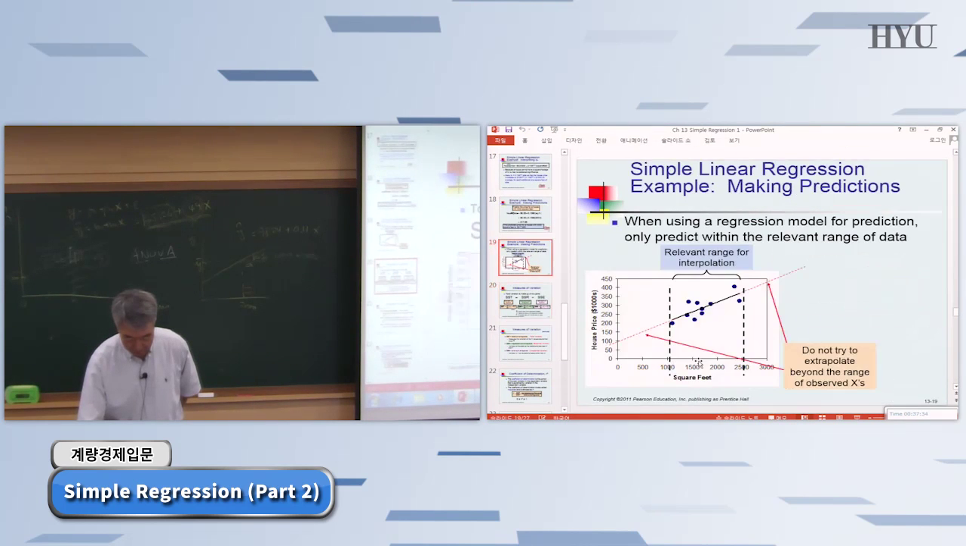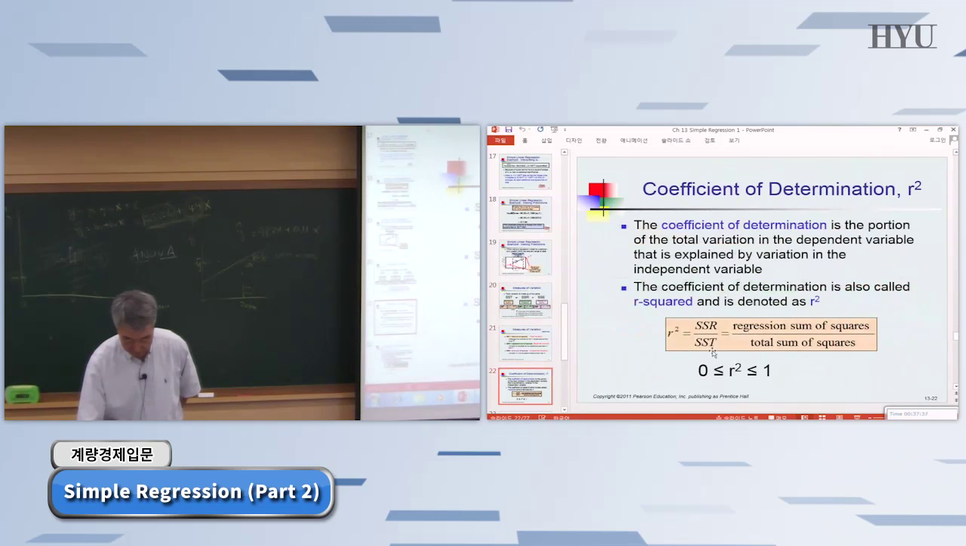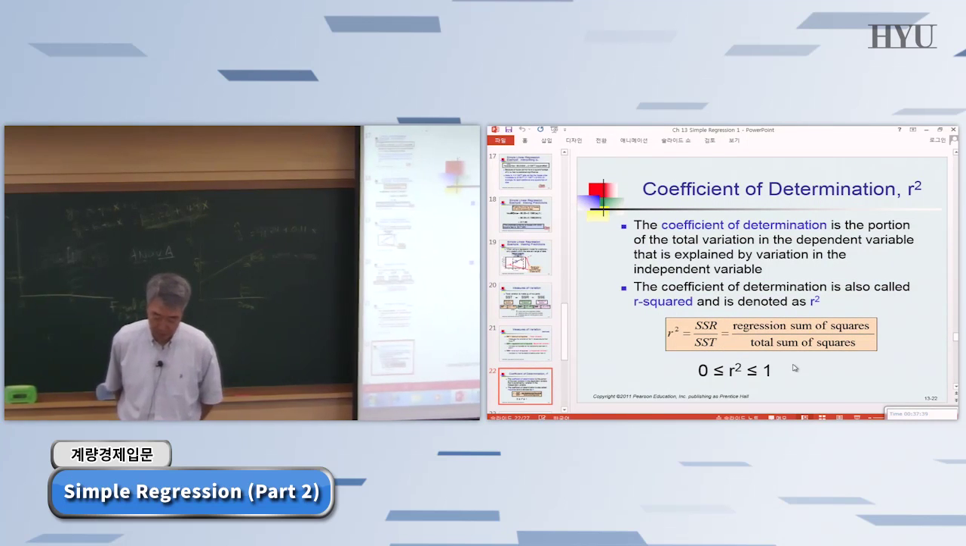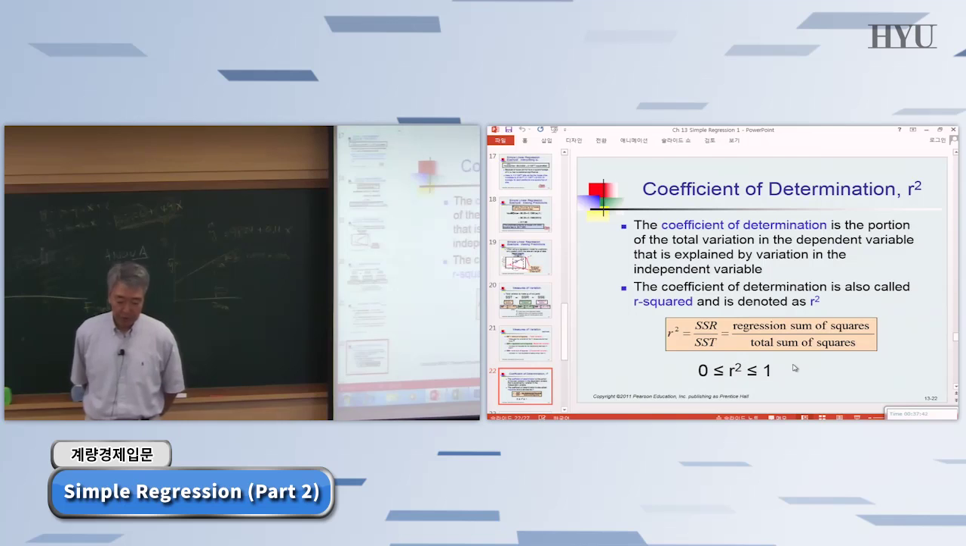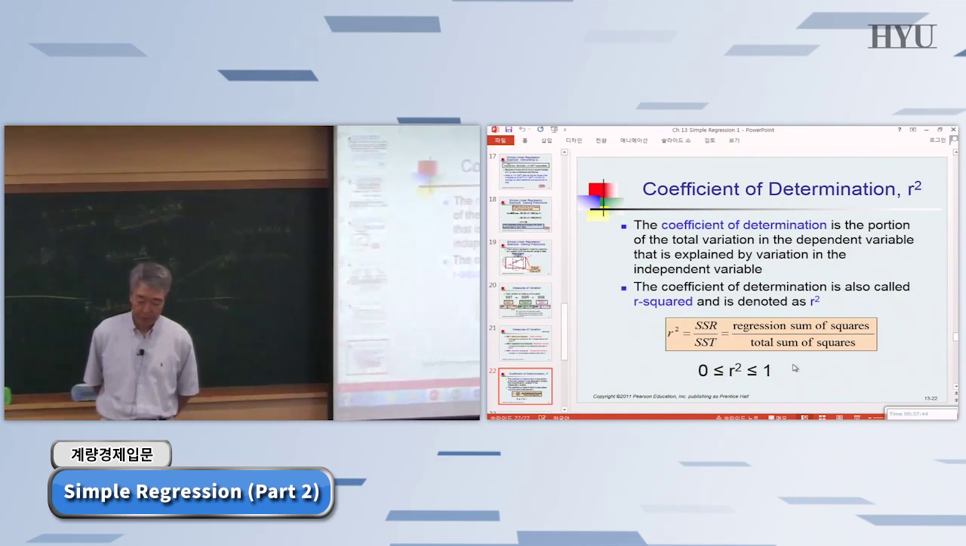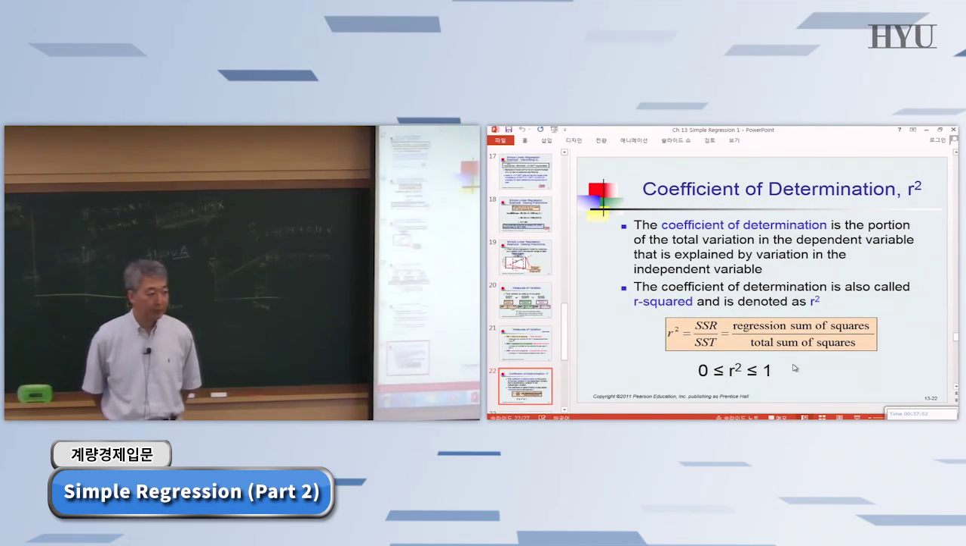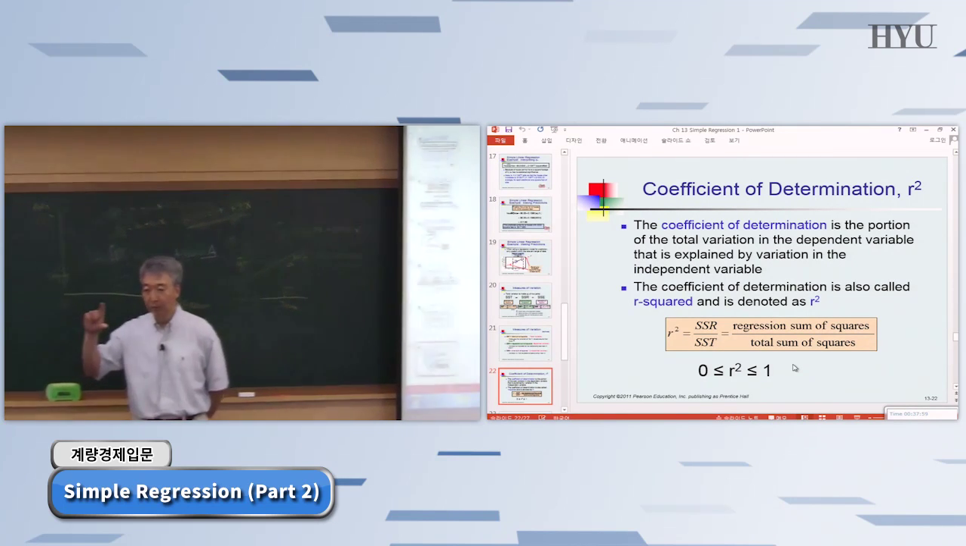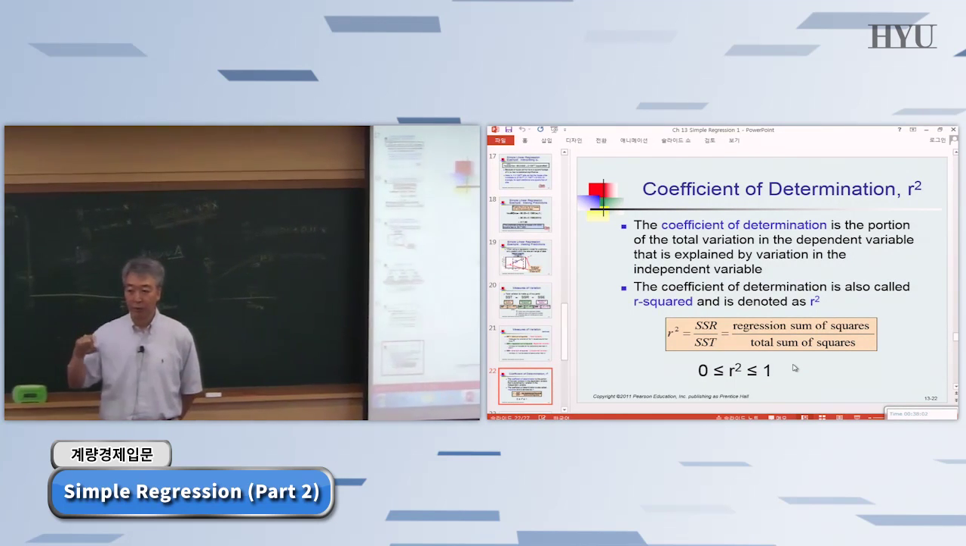All right, going back to this slide. The coefficient of determination is the portion of the total variation in the dependent variable that is explained by variation in the independent variable. Make sure you understand and remember this concept. R square gives us the percentage of the total variation in the dependent variable which is explained by the independent variable.